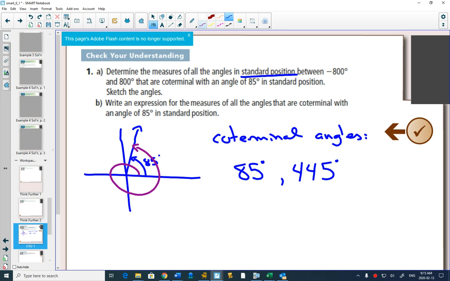If I added 360 again to this, does it make sense that you could add 360 wherever you are and you'd end in the same place again? You just did one complete rotation. So if I added 360 to 445 again, I would get 805 degrees. And 805 degrees is coterminal with 85, but if we read our question, we're only supposed to go up to 800. So this one is too far. And we only have those two positive angles to start with.